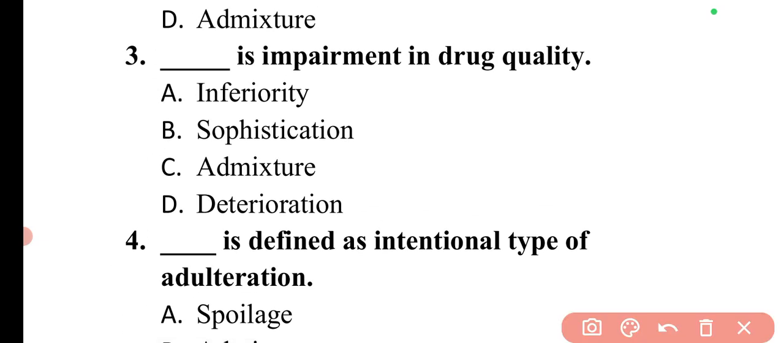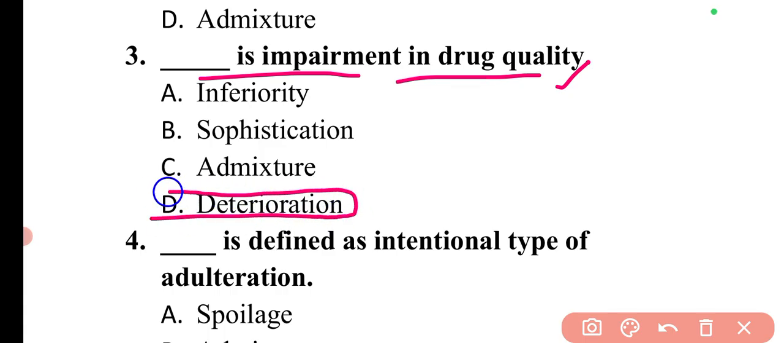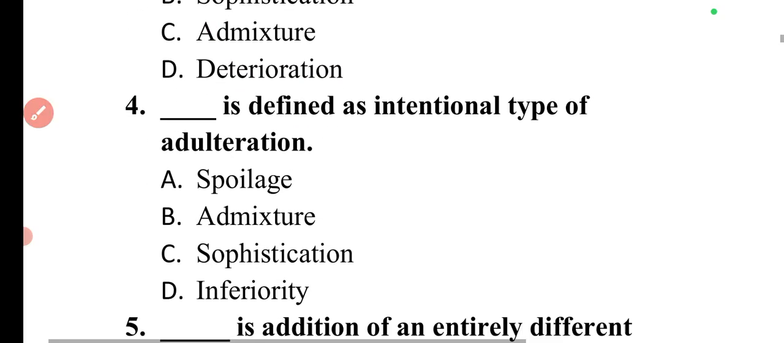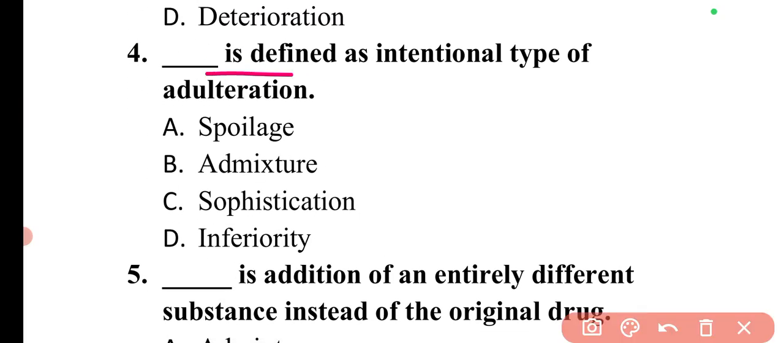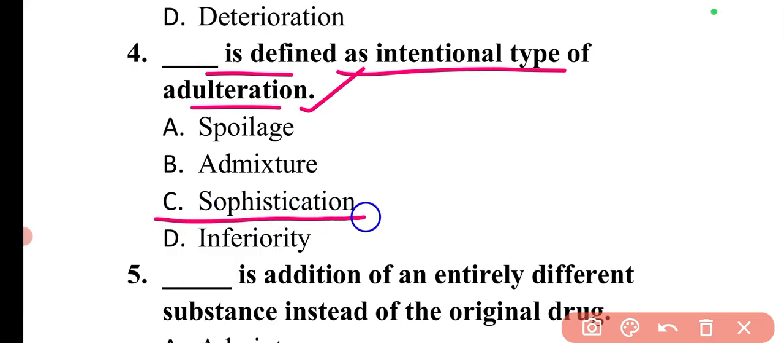The next question is, dash is impairment of drug quality. Impairment of drug quality is deterioration, so here option D is correct. The next question is, dash is defined as intentional type of adulteration. Intentional adulteration is called sophistication, so here option C is correct.